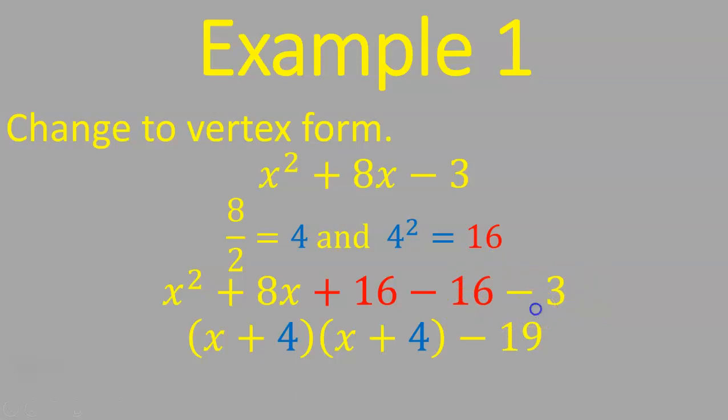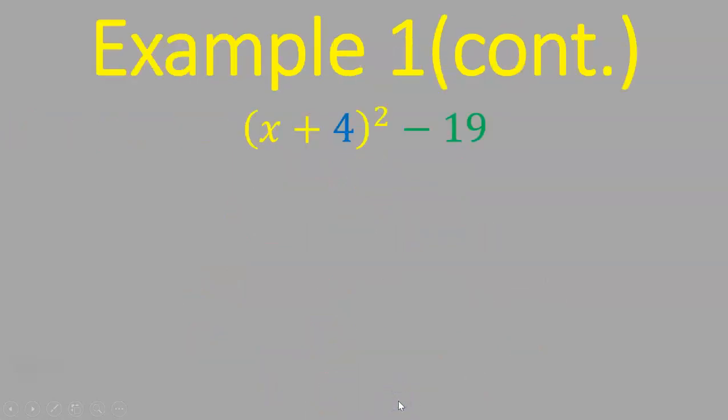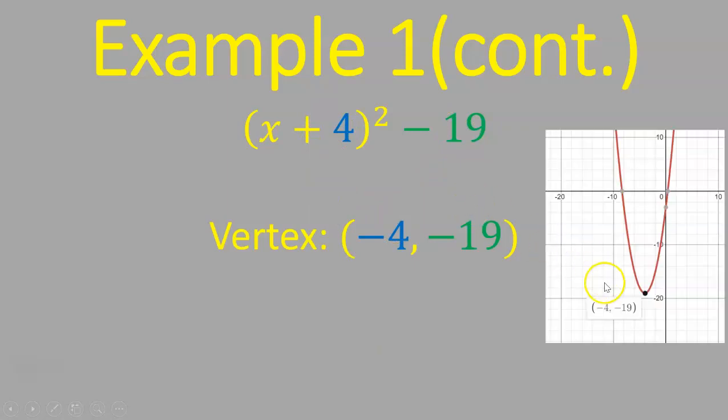Now, since it's x plus 4 twice, I can write it x plus 4 squared. So notice I went to vertex form. No parentheses, standard form; 1 parenthesis, vertex form. Now, what's the purpose of vertex form? Notice the color coding again. Vertex form allows you to easily find the vertex by simply changing the sign in the parentheses and not on the outside. Here's a graph to support that. Negative 4, negative 19 is the vertex of that parabola.